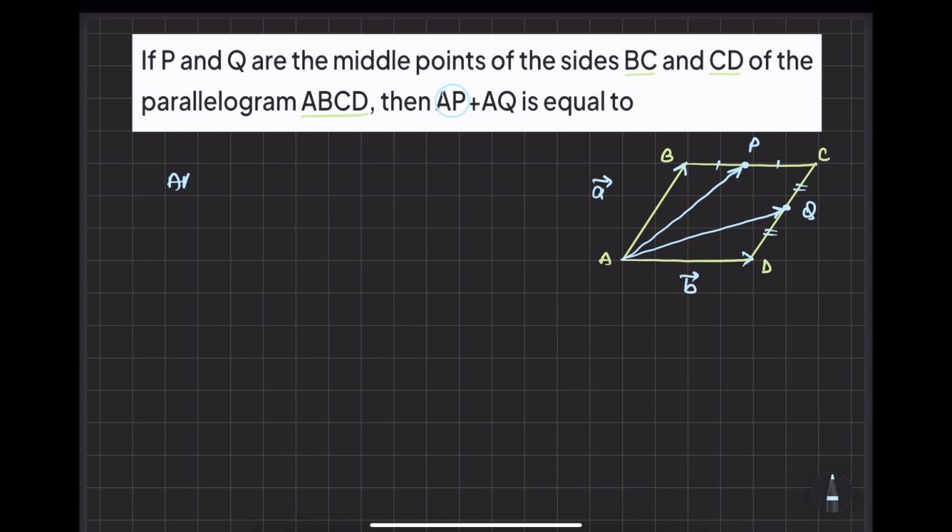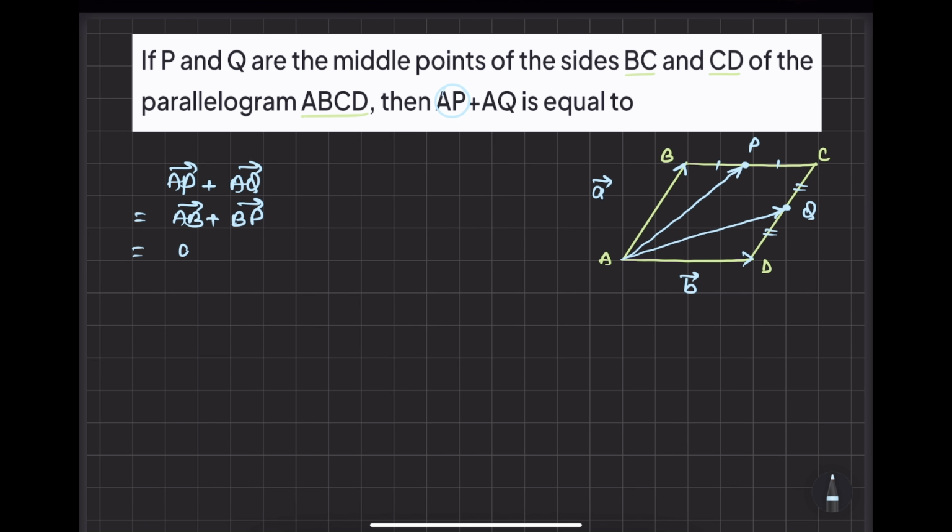Now look at this, how I will solve this question. We need AP vector plus AQ vector. So AP vector means what? From A to P. Now you know that AP vector is AB vector plus BP vector. Do you know AB vector? AB vector is vector A and BP vector is vector B by 2. Correct.